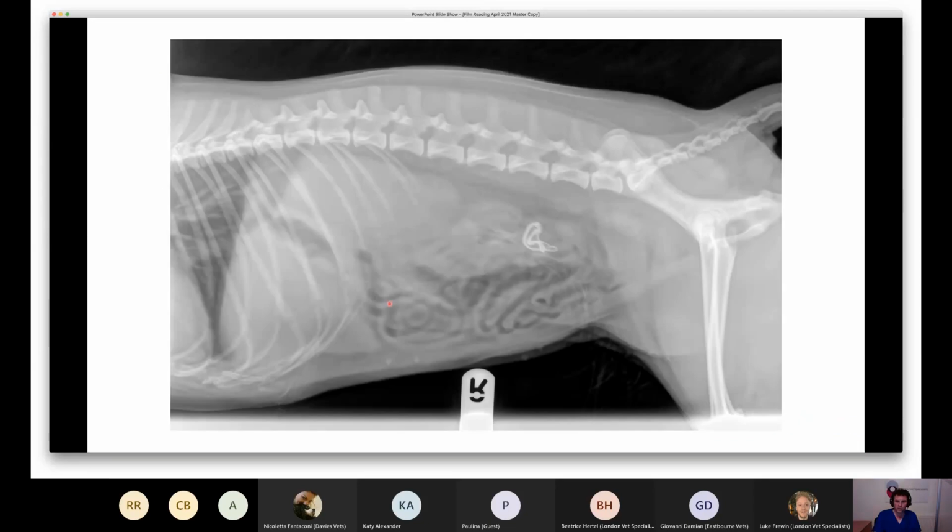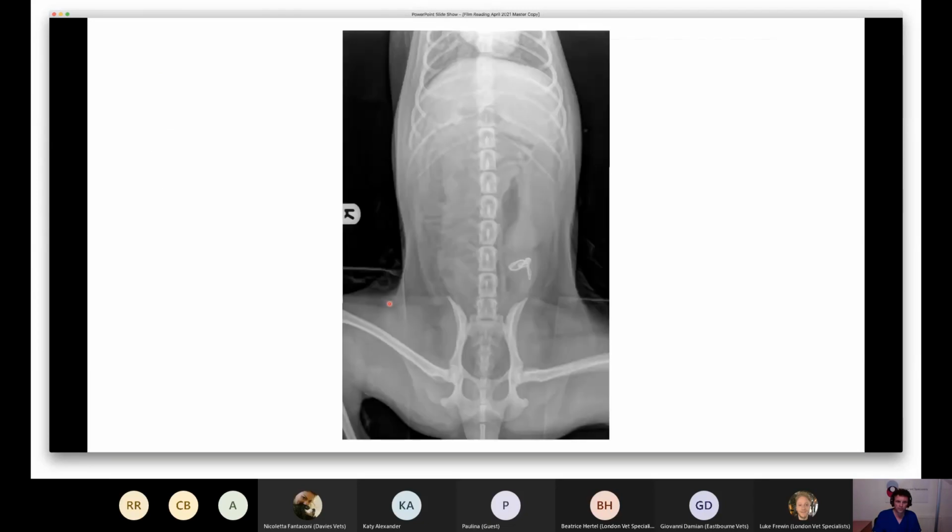And what I've given you is a couple of radiographs. So you've got a right lateral. I think that's probably DV.